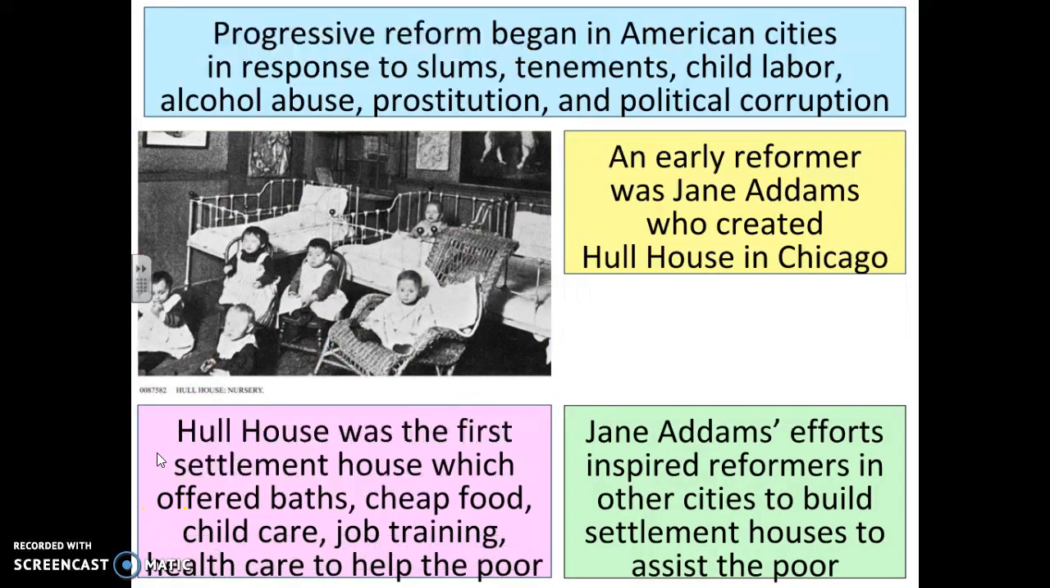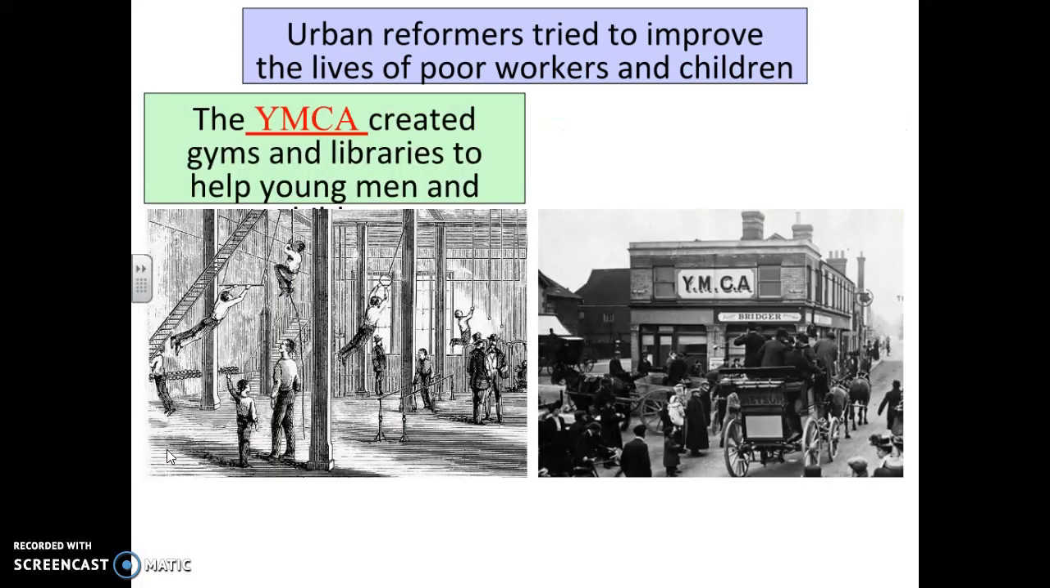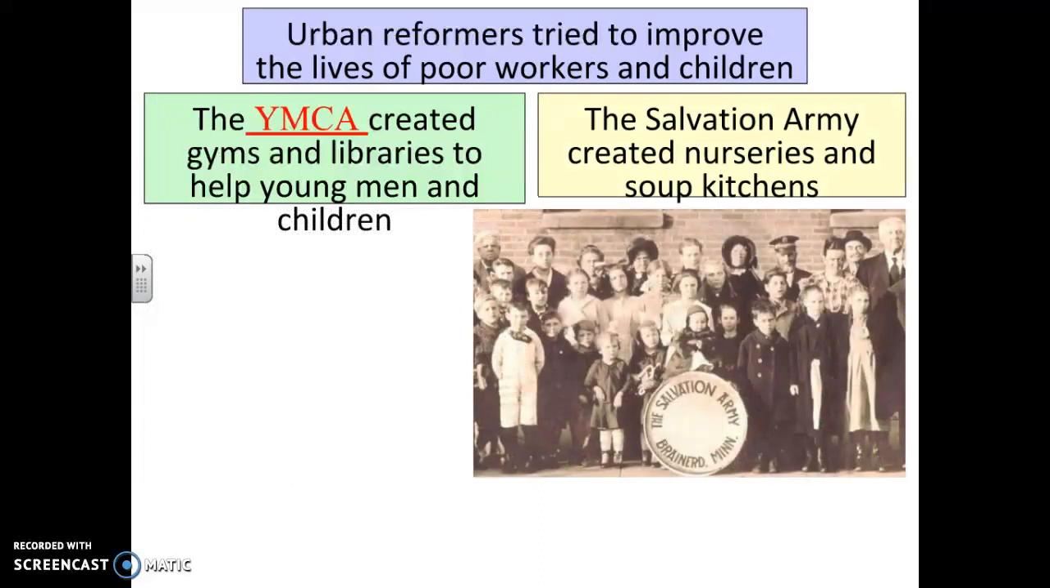And with this, with Jane Addams' efforts, it's going to inspire these settlement houses all over the country. One of these examples, which we can still see even today, is the YMCA. Often in urban areas, for reformers, whether for young men or children, these YMCAs were created with gyms, libraries, things to help young men. And then eventually the YWCA was also created for women.